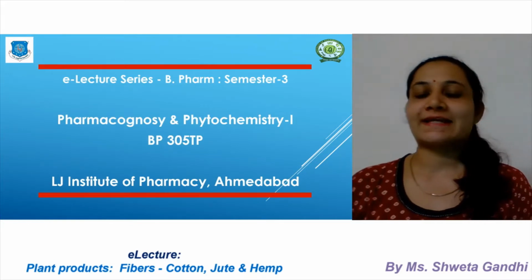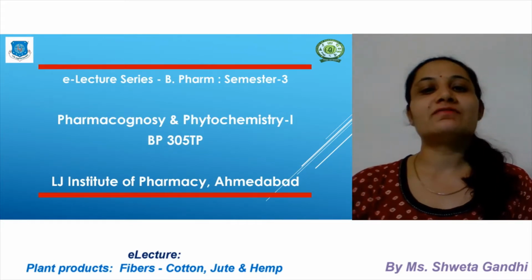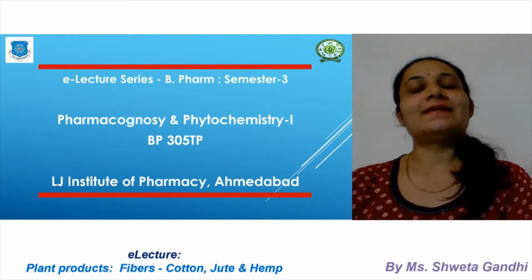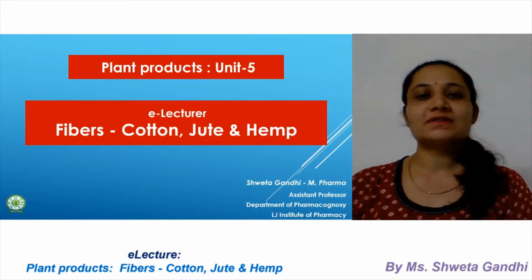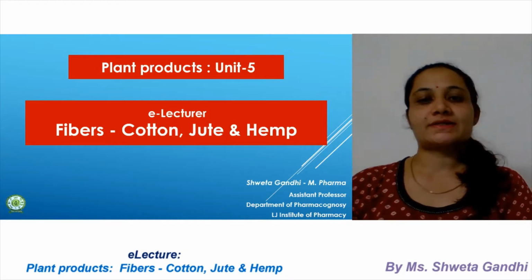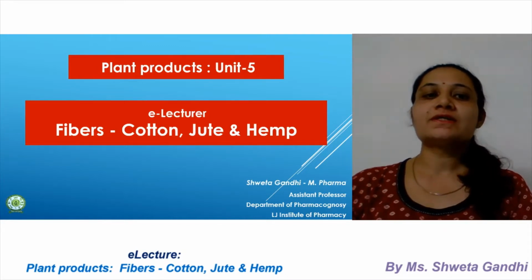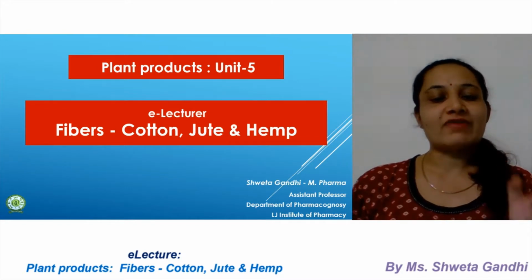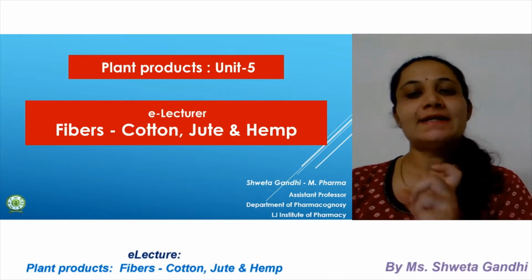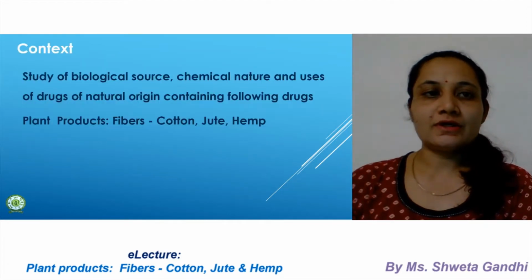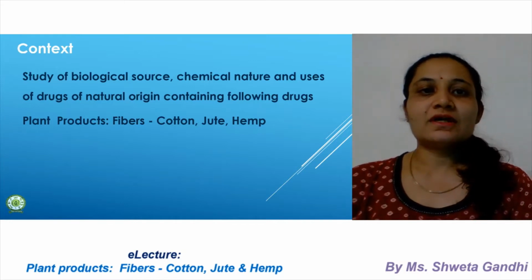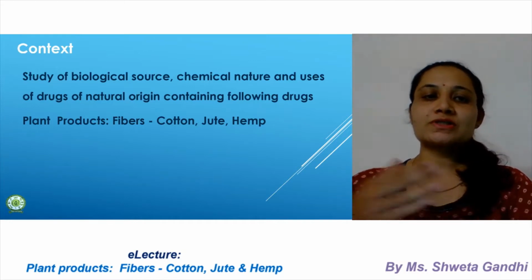In previous lecture 1, we have already covered marine pharmacognosy, and in this lecture 2 of semester 3rd, I will cover the topic plant products, and in plant products I will cover the fibers, which include cotton, jute and hemp. Now, what is the context of this chapter and what are the points you should study under this?